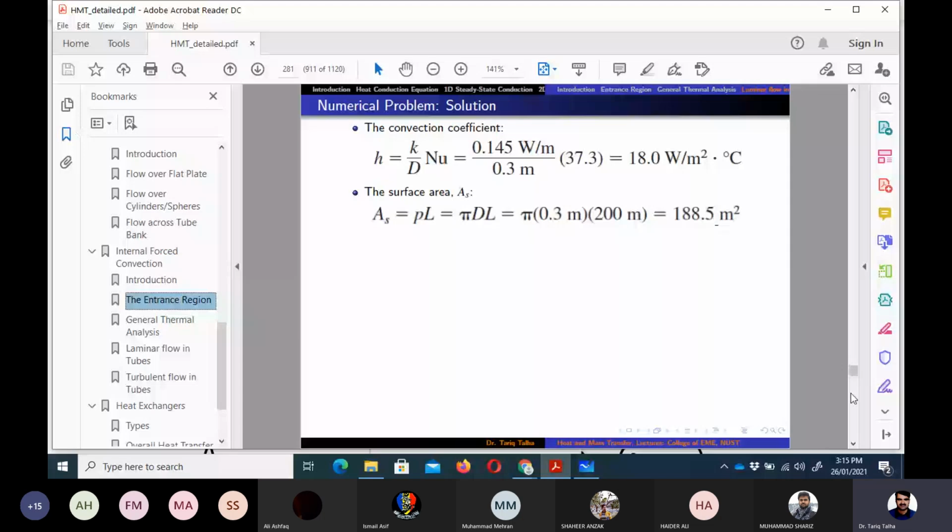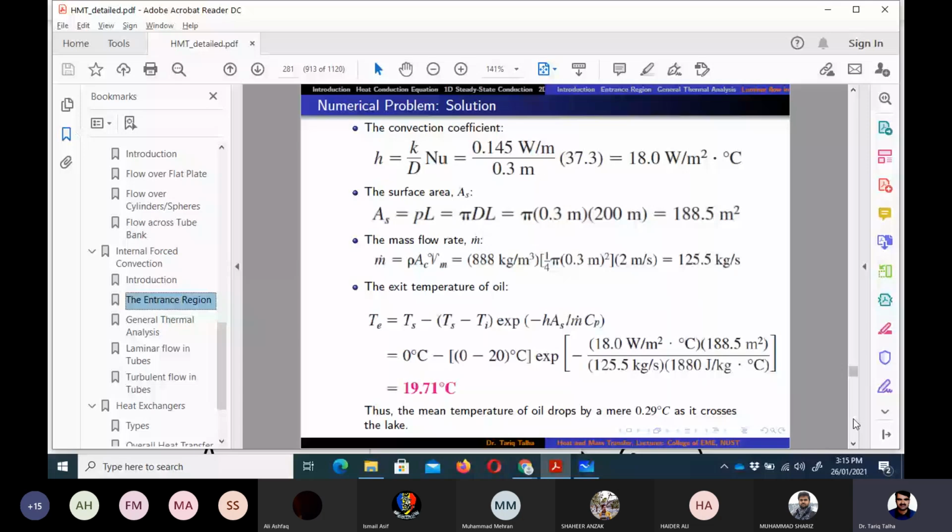Then the mass flow rate is equal to rho into cross sectional area into mean velocity, which we know, and if we put in the values given to us, it comes out to be 125.5 kg per second. Now, the exit temperature we can calculate from this relation.